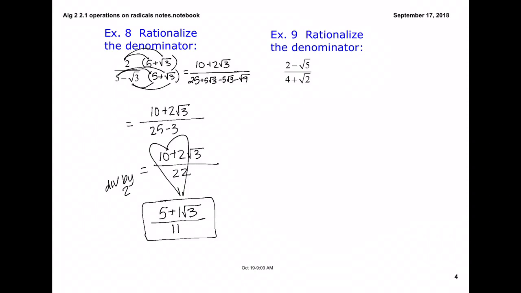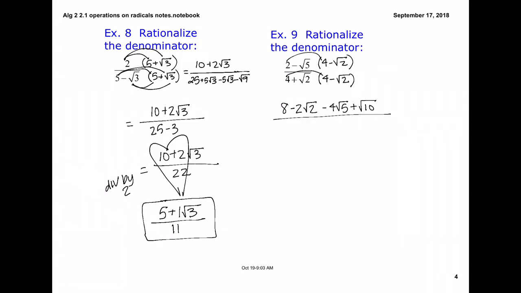Example number 9, if we rationalize the denominator, we multiply by the conjugate, which is 4 minus root 2. Whatever you do to the bottom, you must do to the top. So 2 times 4 gives us 8. 2 times negative root 2 gives us negative 2 root 2. Negative root 5 times 4 gives us negative 4 root 5. Negative root 5 times negative root 2 gives us positive root 10 in the numerator.